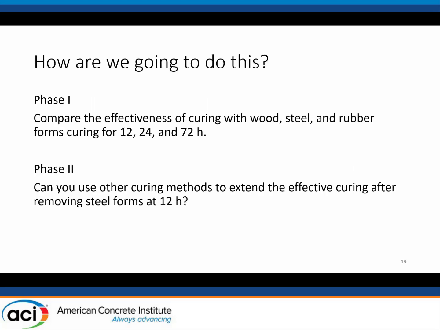We're going to do two different phases. In phase one, we're going to look at the effectiveness of different forming materials. We're going to compare wood to steel to rubber for being on the surface at 12, 24, and 72 hours. In phase two, we're going to try to use different curing methods to extend the curing. That means if I have to remove the wall at 12 hours, if I have to take the form off at 12 hours, I get it. Sometimes that's what you need for your schedule. What can we do to extend that curing or try to help with that situation? And how much life do you end up losing?